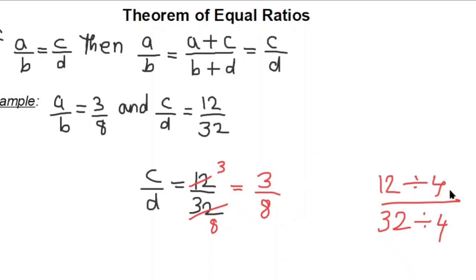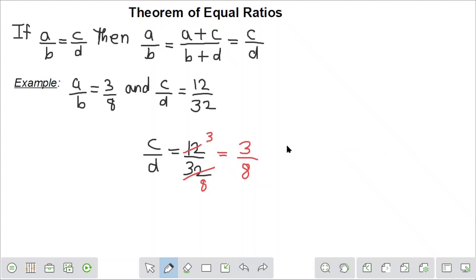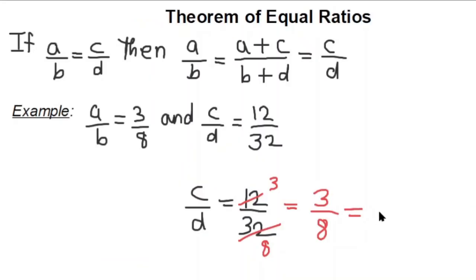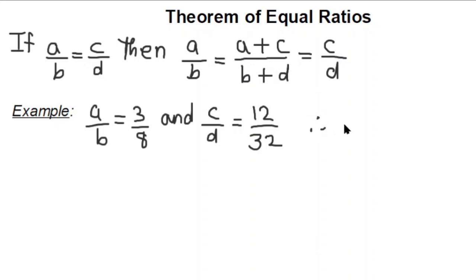Understood how we got this? 12 divided by 4 is 3, and 32 divided by 4 is 8. So C upon D is also 3 upon 8. And 3 upon 8 is what? A upon B. So both these ratios, A upon B and C upon D, are equal. Therefore A upon B is equal to C upon D.